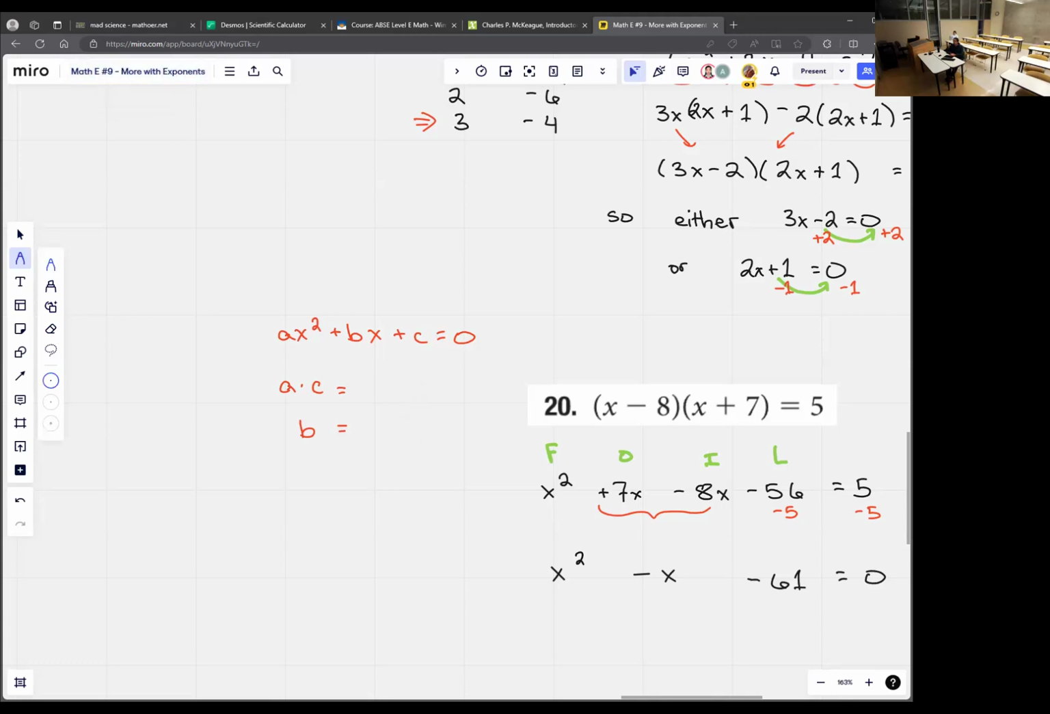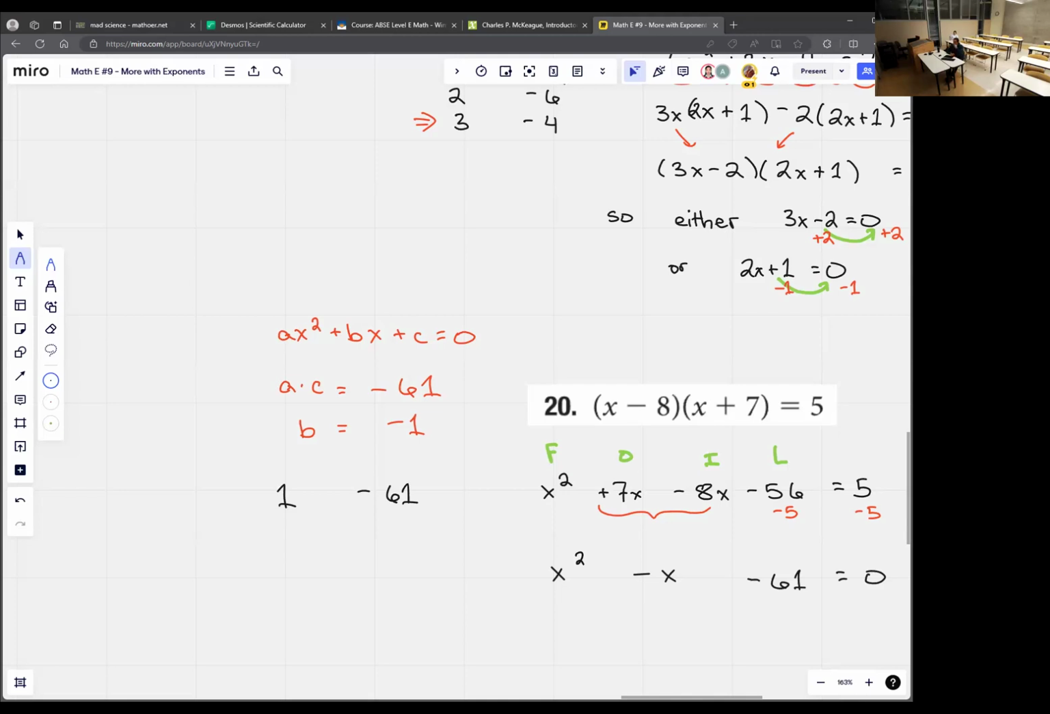Now we have our A is 1 and our C is -61. So we want two things that multiply to get -61, and the number in the middle, minus X, is a -1. So 1 and -61 multiply to -61, but they don't add up to -1. Does 2 work? No, it's not even. Does 3 work? 6 plus 1 is 7, so that's not divisible by 3. 4, no. 5, no. 6, no.